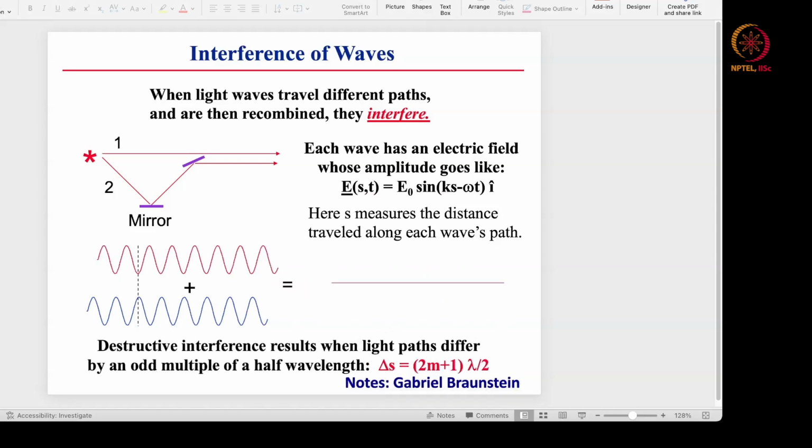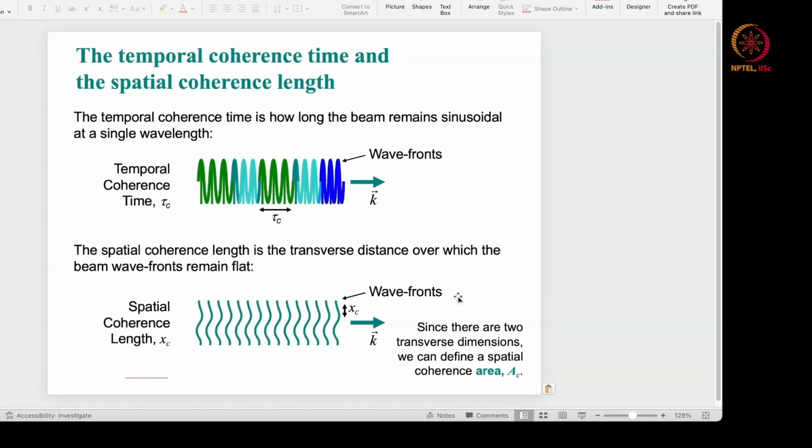If that is not the case, then you get what we call destructive interference, which occurs when the light paths differ by an odd multiple of half the wavelength. So if this delta S, which is again the path difference between ray 1 and ray 2, is an odd multiple, that is 2m plus 1 of lambda by 2, you get a destructive interference. So this is the logic. Once you get the destructive interference, there is nothing.